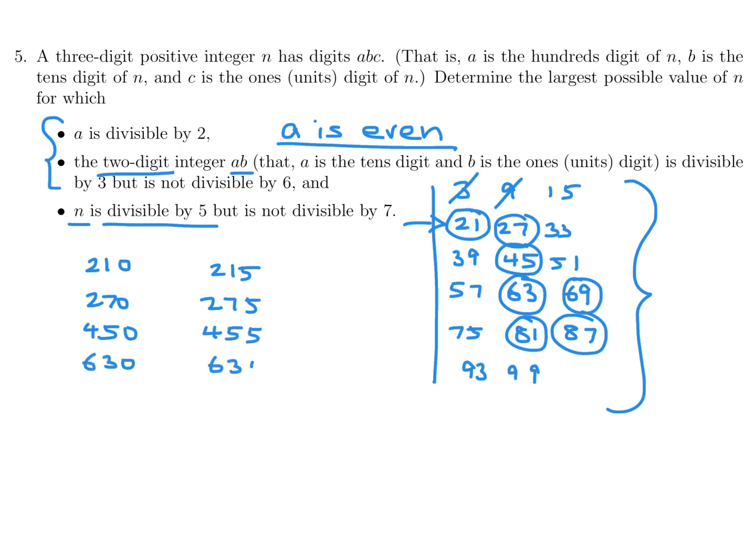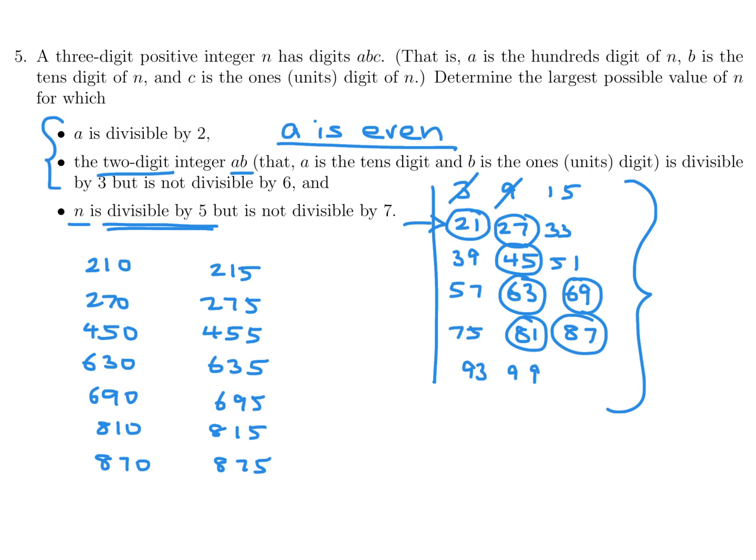630, 635, 690, 695. What's the next one? 810, 815, and finally 870 and 875. Okay, so that takes care of this part, the divisible by 5, but not divisible by 7.